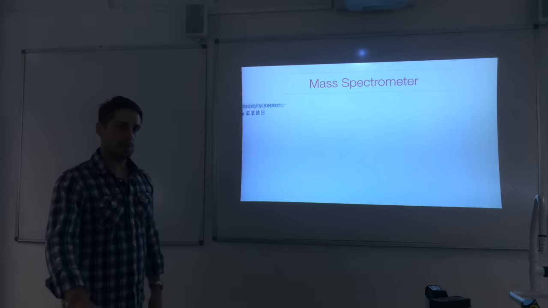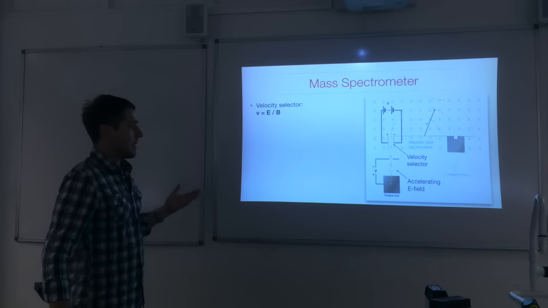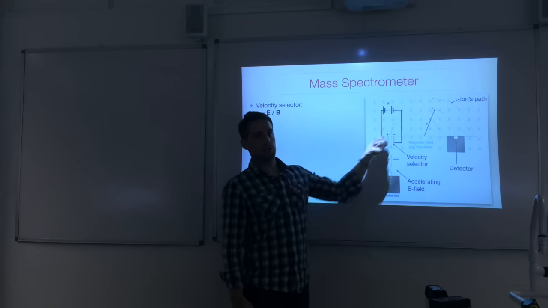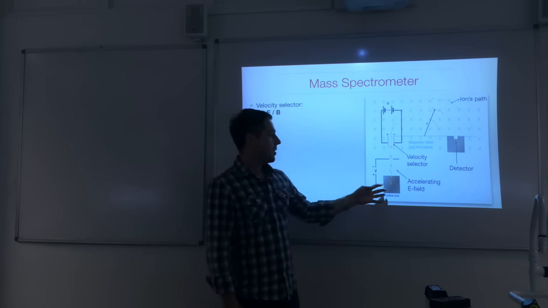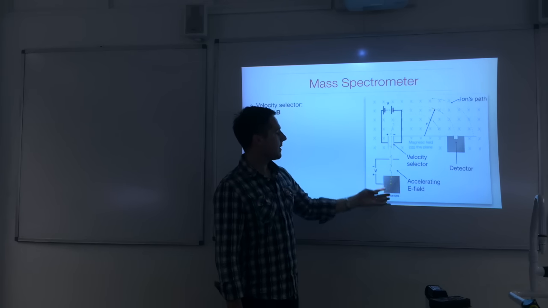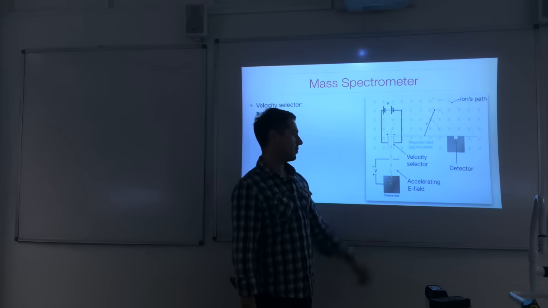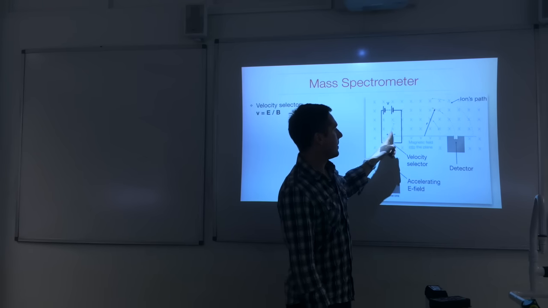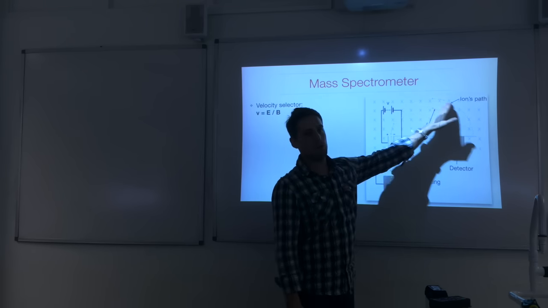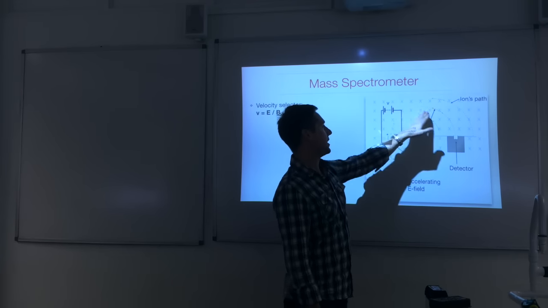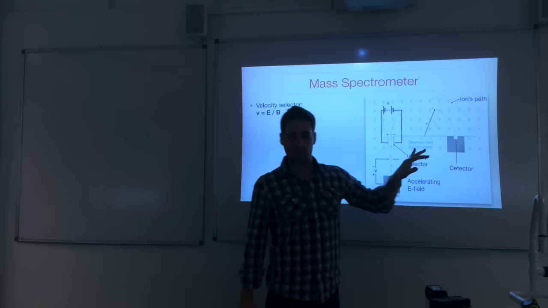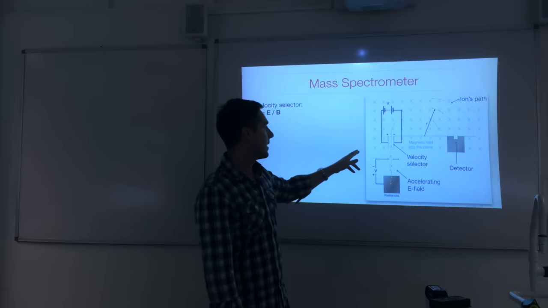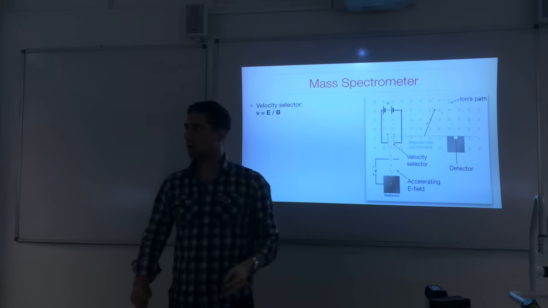The mass spectrometer, as I said, is an application of the velocity selector. So here is the velocity selector in this particular arrangement. We've got the accelerating electric field here to accelerate our charged particles from our source here into the velocity selector, and then we have a uniform magnetic field here. In this region here, it's only the magnetic field, and once the charged particles enter the magnetic field, they undergo circular motion.